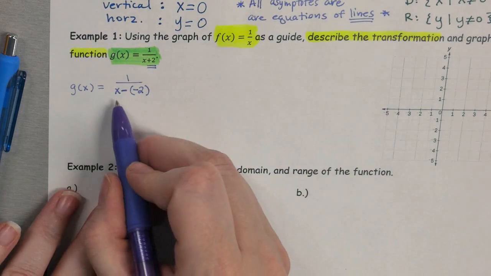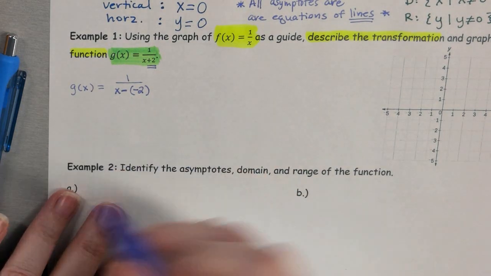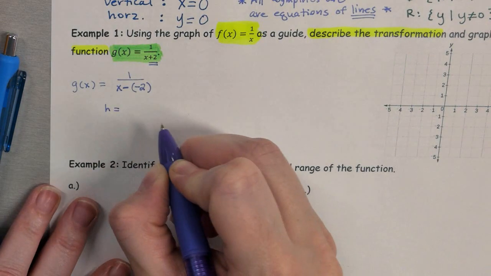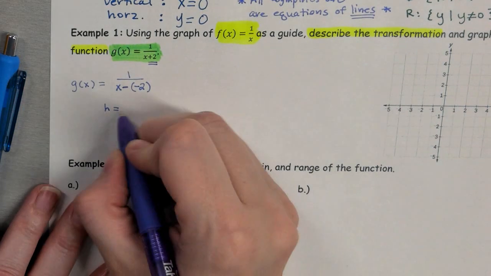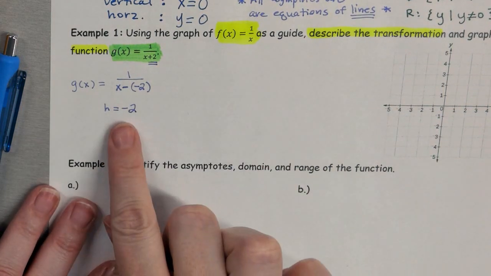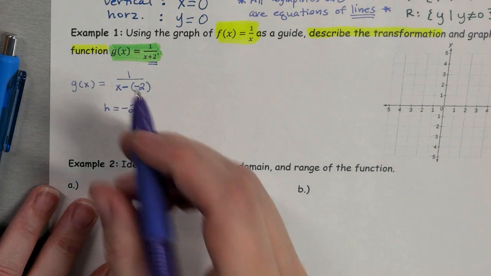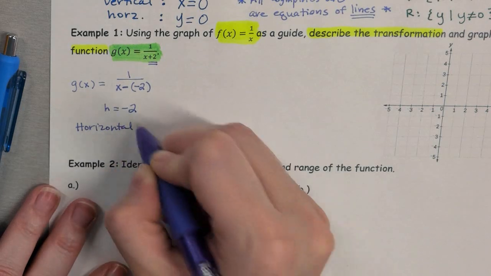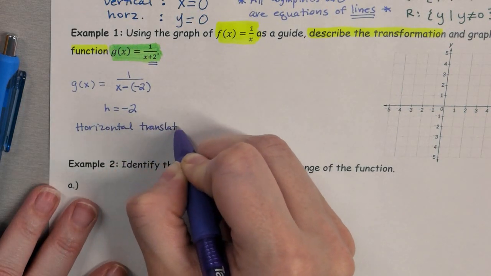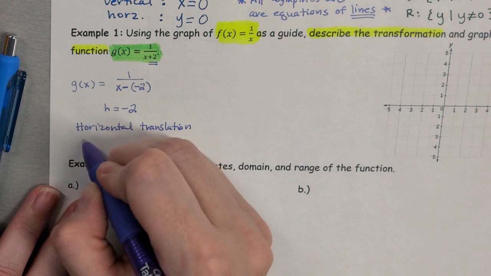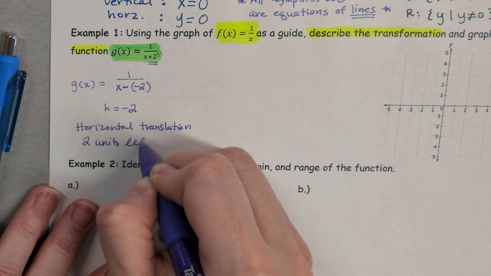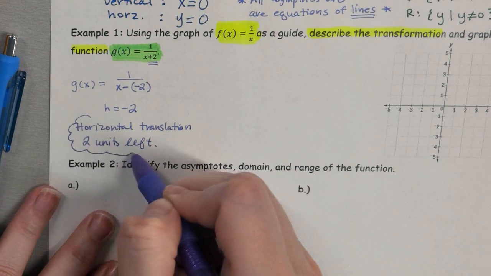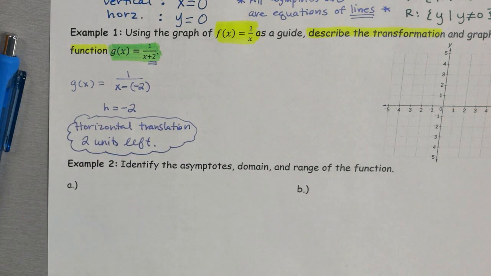So if you have 1 over x minus negative 2, it's really easy to see that your h value is what? What's your value of h? Negative 2. Okay, and if h is negative, you're going to the left. So this is a horizontal translation, 2 units left. Okay, so that is describing the transformation.